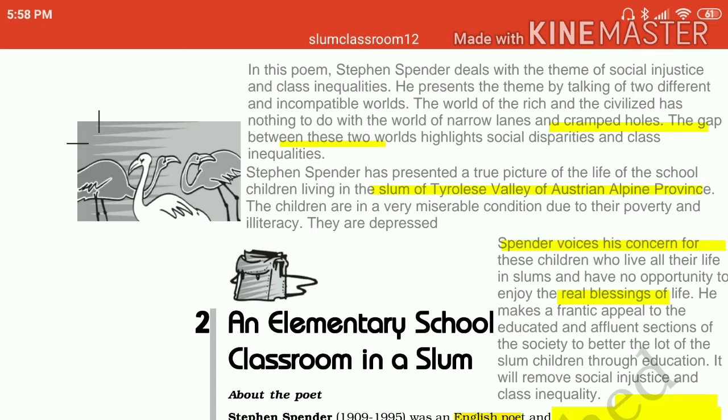Stephen Spender has presented a true picture of the life of the school children living in the slum of Tyrolese Valley of Austrian Alpine province. The children are in a very miserable condition due to their poverty and illiteracy. They are depressed. Spender voices his concern for these children who live all their life in slums and have no opportunity to enjoy the real blessings of life. He makes a frantic appeal to the educated and affluent sections of the society to better the lot of the slum children through education. It will remove social injustice and class inequality.